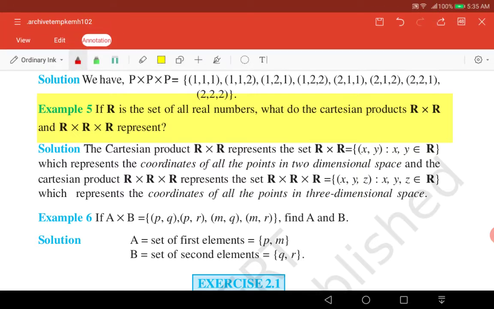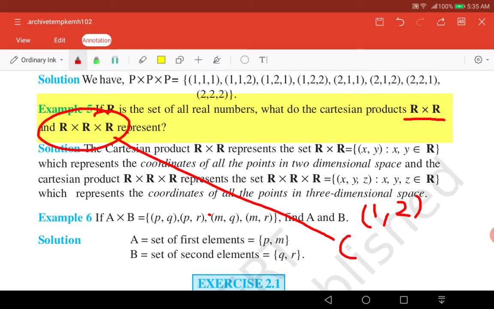I'll show you by an example. For example, if you are writing R into R, it will be suppose (1, 2). So (1, 2) represents a point itself in a two-dimensional space. But if we are talking about R into R into R, it will be (1, 2, 1). So this triplet represents a point in three-dimensional space.